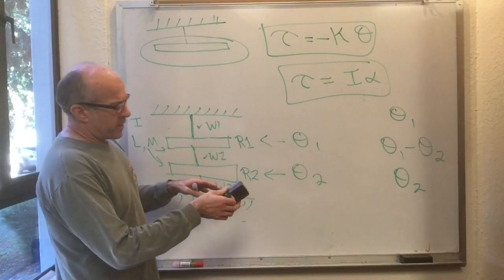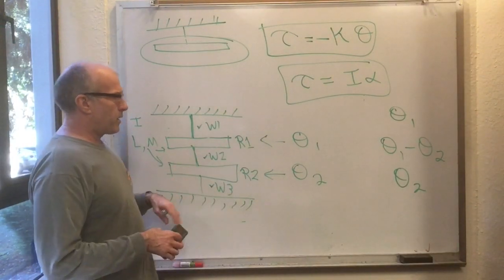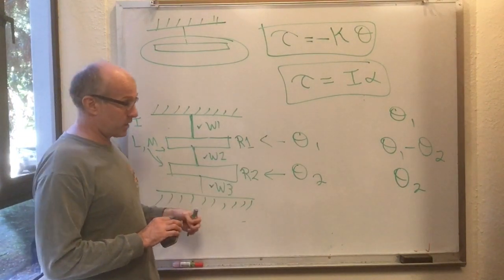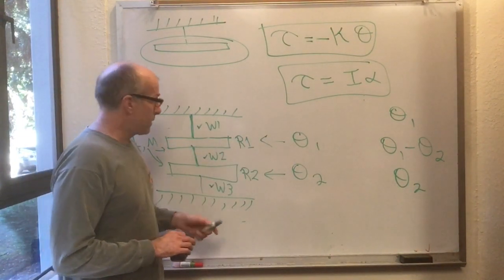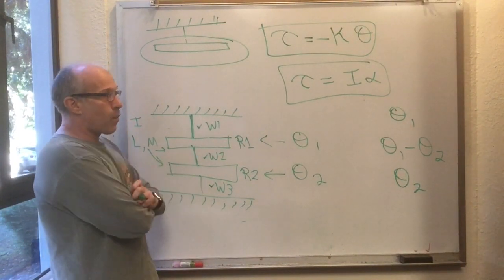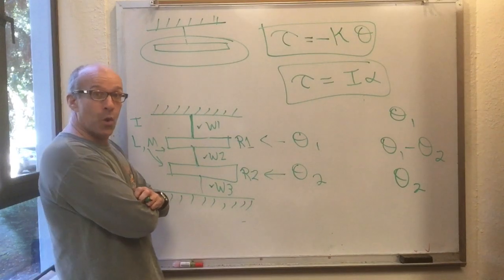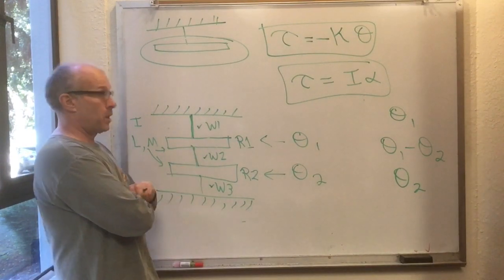Is it theta 1 minus theta 2, or is it theta 2 minus theta 1? Let's worry about the signs in just a second. The amount of twist, whether it's positive or negative, for this center wire is theta 1 minus theta 2, because if both rods twist together, then there's no twist in the wire. Okay.